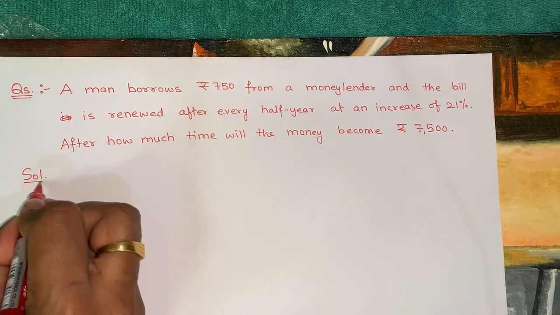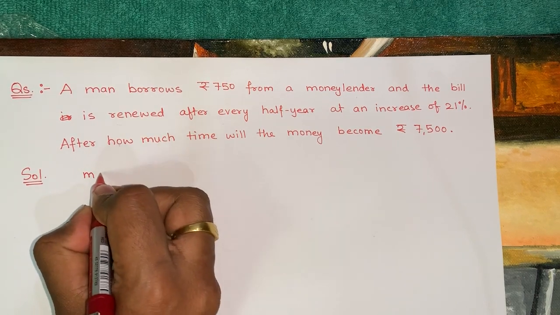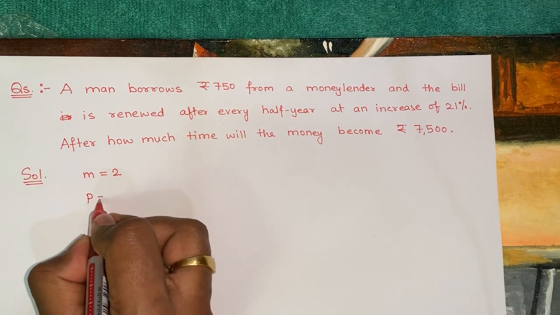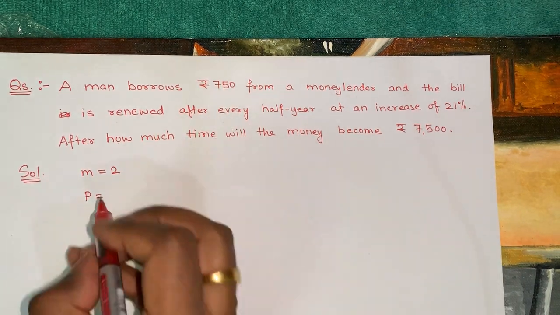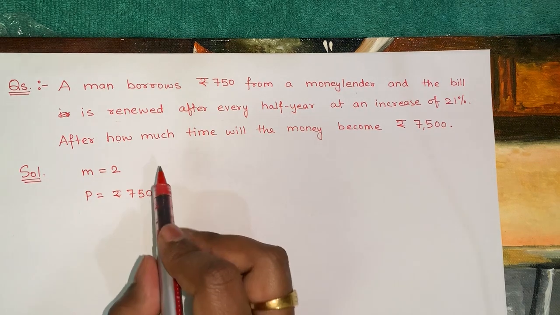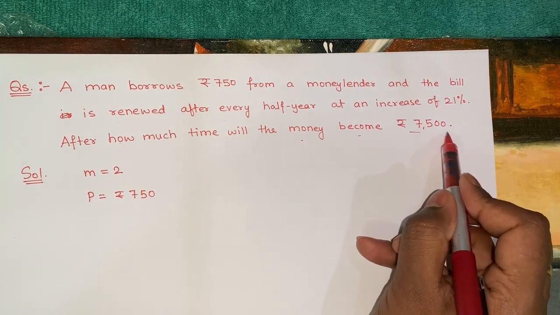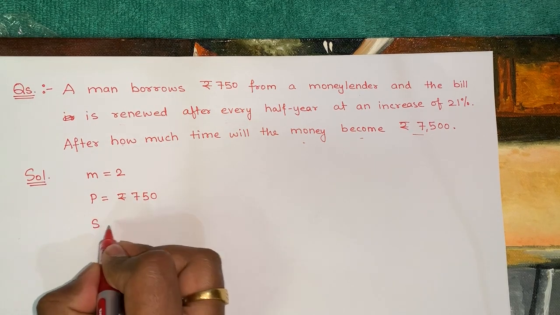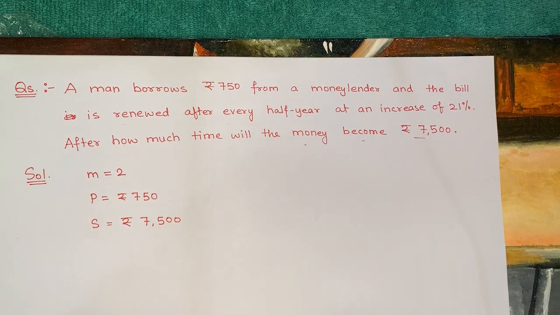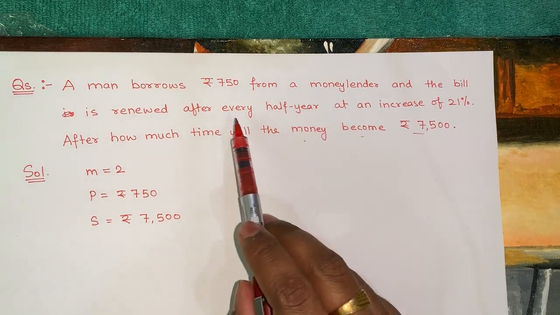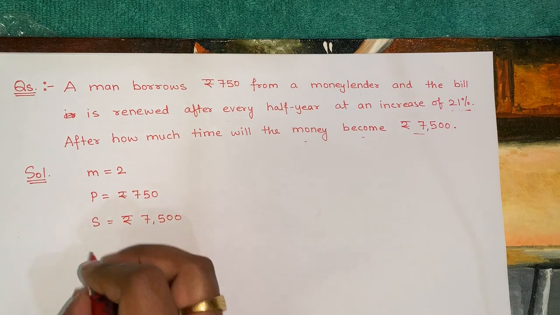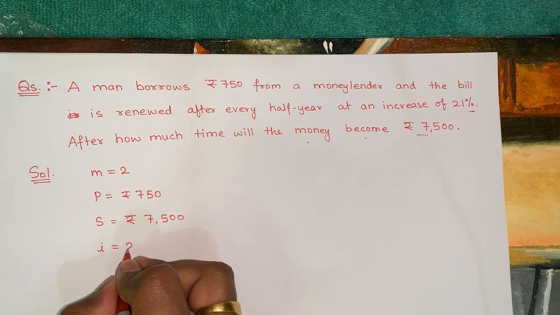So let's write it. If interest is being renewed every half year or compounded every half year, my M is equal to 2. The principal or the amount that the man had borrowed is rupees 750. It is also said that the amount needs to become rupees 7,500. So we also know the amount is equal to rupees 7,500. Here it is also mentioned that at the time of renewal there is an increase of 21%, which means here my I is equal to 21%.